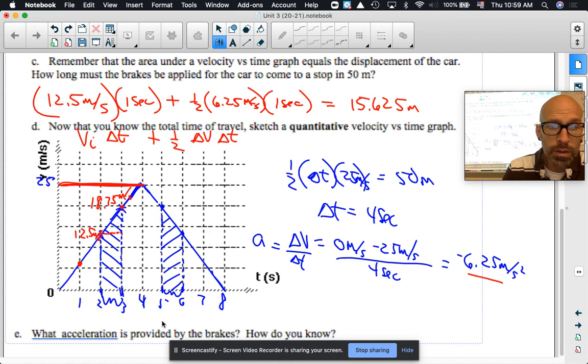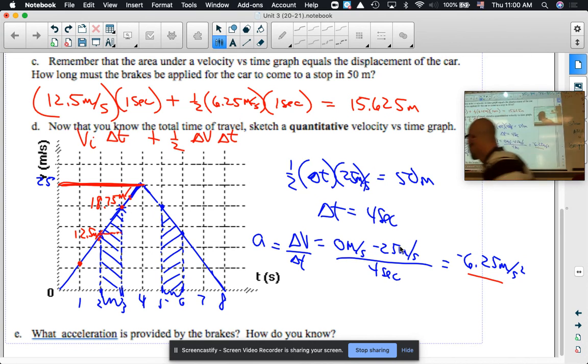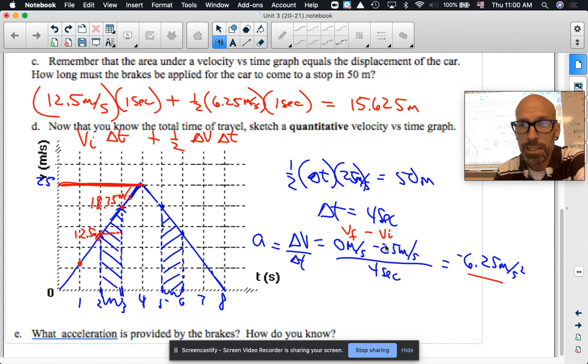Then the last question was, what's the acceleration provided by the brakes, and how do you know? Well, you can use this, delta v over delta t. Acceleration is delta v over delta t. You changed from 25 meters per second. Again, that's the initial. Okay, so remember, it's always final minus initial. Delta v is always vf minus vi. So it's the final of 0 minus 25 meters per second, and that took 4 seconds. And so the acceleration is actually a negative 6.25 meters per second squared, or meters per second for every second.